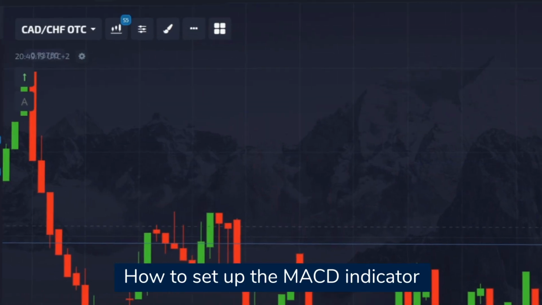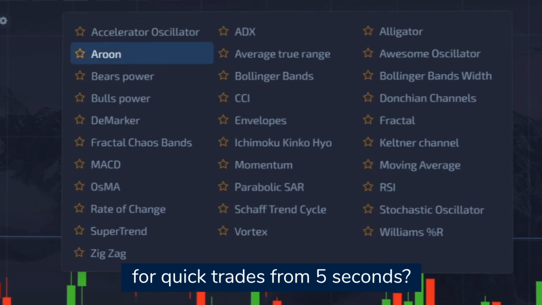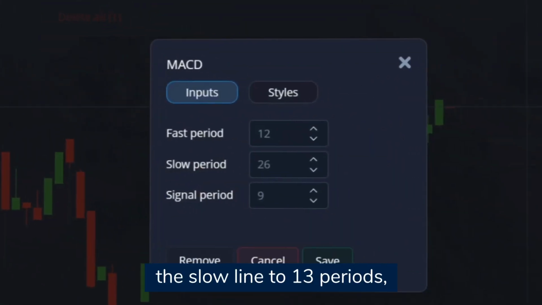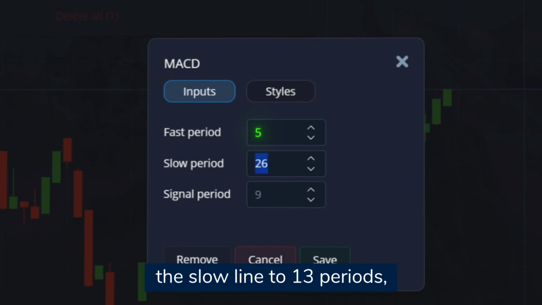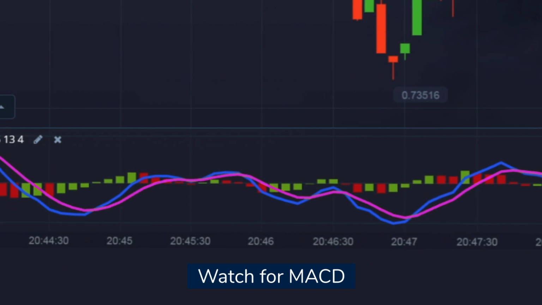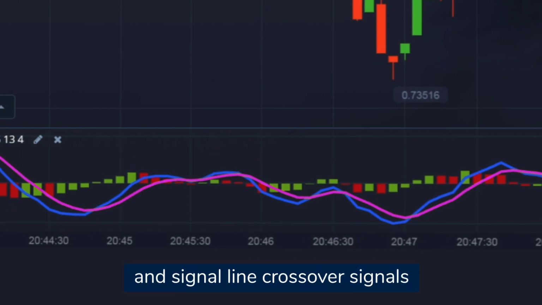How to set up the MACD indicator for quick trades from 5 seconds. Set the fast line to 5 periods, the slow line to 13 periods, and the signal line to 4 periods. Watch for MACD and signal line crossover signals.